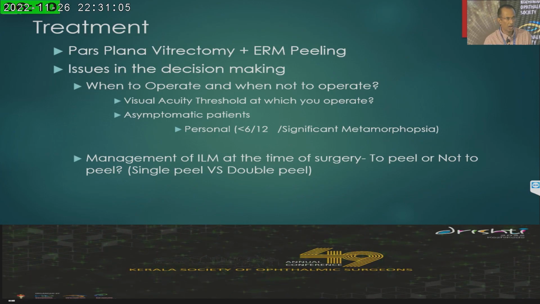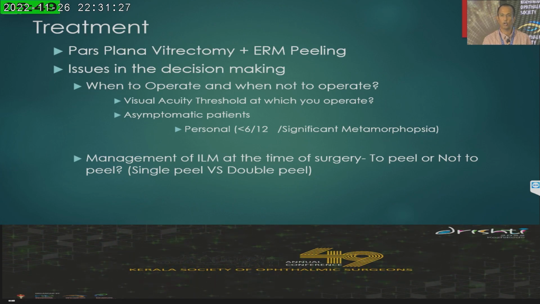Now, regarding the treatment, there is no confusion. It is pars plana vitrectomy plus the peeling of the epiretinal membrane. The issue in decision making which we are more concerned about here is when to operate and when not to operate. What is the visual acuity threshold at which you operate, and whether you operate in asymptomatic patients.